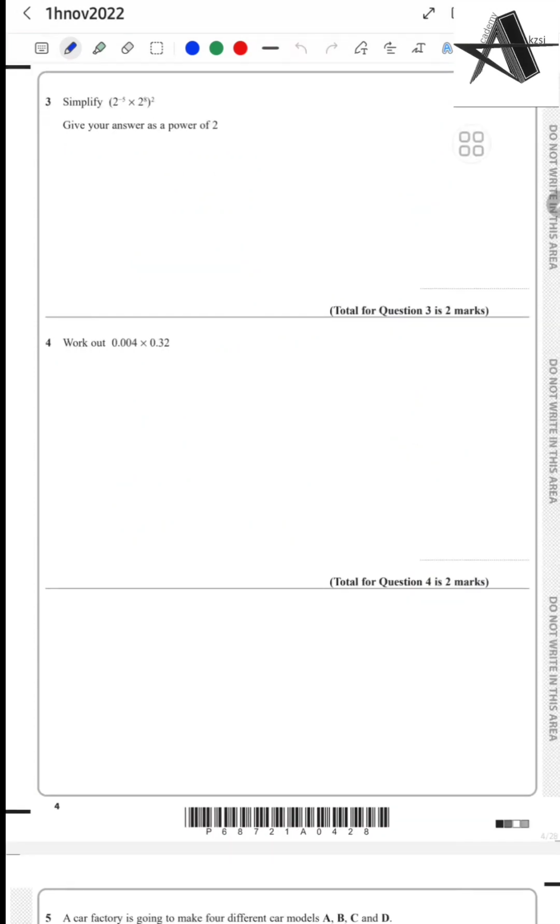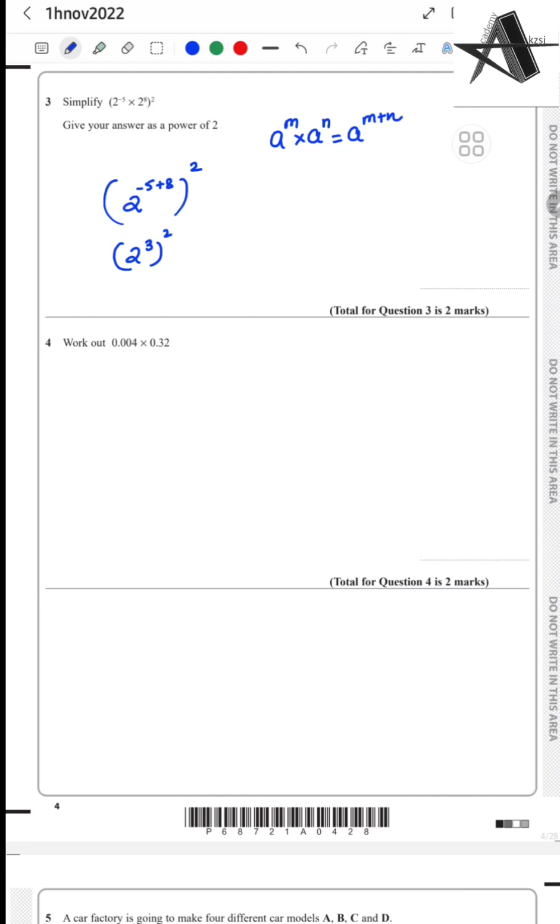Now it says simplify 2 to the power of minus 5 into 2 to the power of 8, whole squared. So in this you have to apply two different rules. First rule of indices, which is a to the power of m into a to the power of n, where you need to add the powers: a to the power of m plus n. Same I'll do here: 2 to the power of, since the base is the same, I'll keep 2 as it is and add the powers, minus 5 plus 8, but there is a whole square above it as well. So this will become 2 to the power of 3, whole squared.